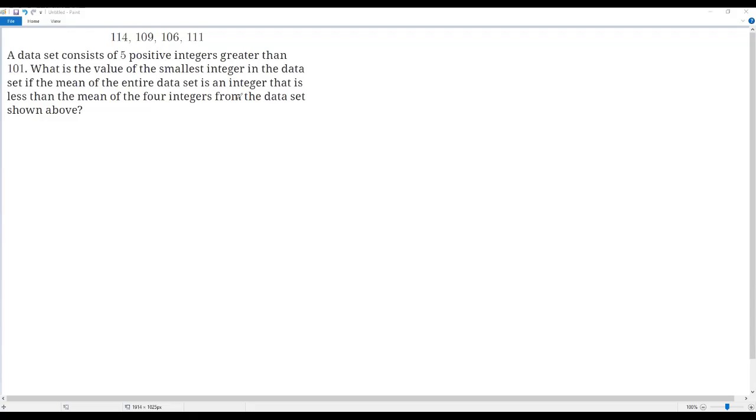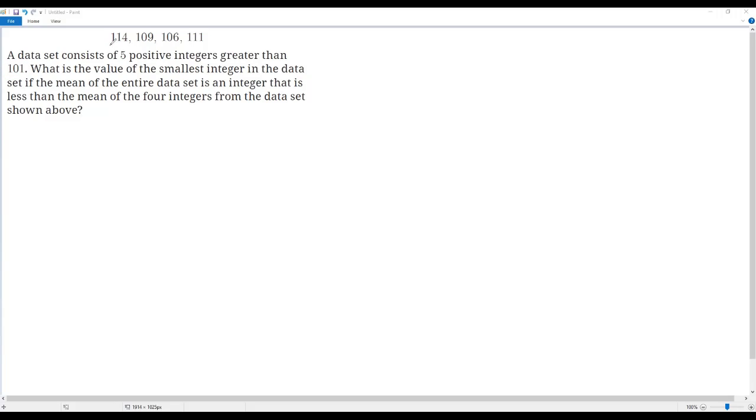What is the value of the smallest integer in the data set if the mean of the entire data set is an integer that is less than the mean of the four integers from the data set shown above? Actually, the given data set consists of five positive integers, but only four are shown here. So we have to find the smallest integer for the fifth value, so that the mean of the entire data set is less than the mean of the four values shown here. And also all five positive values in the data set must be greater than 101.